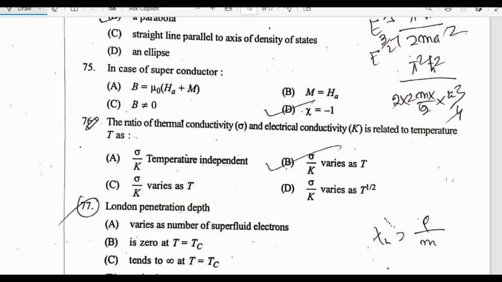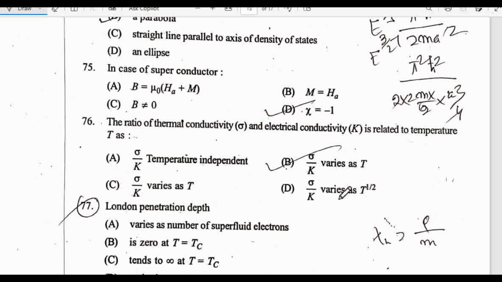Hello friends, let's start from question number 76. In the question it is given that the ratio of thermal conductivity sigma and electrical conductivity K is related to temperature T as: option A, sigma by K is temperature independent; option B, sigma by K varies with temperature; option C, sigma by K varies with temperature; and option D, sigma by K varies as T to the power half.